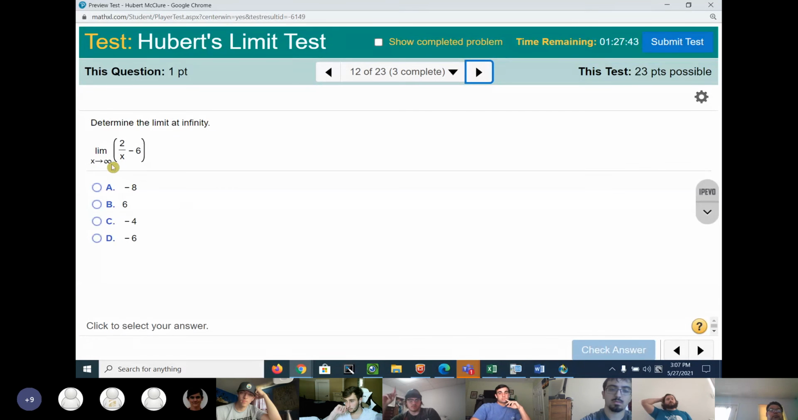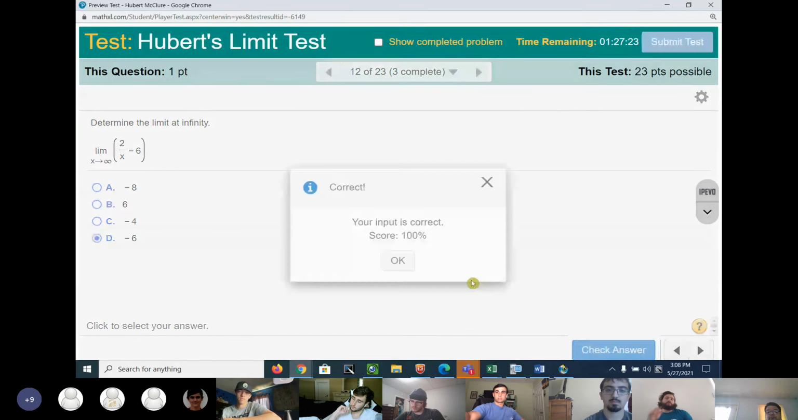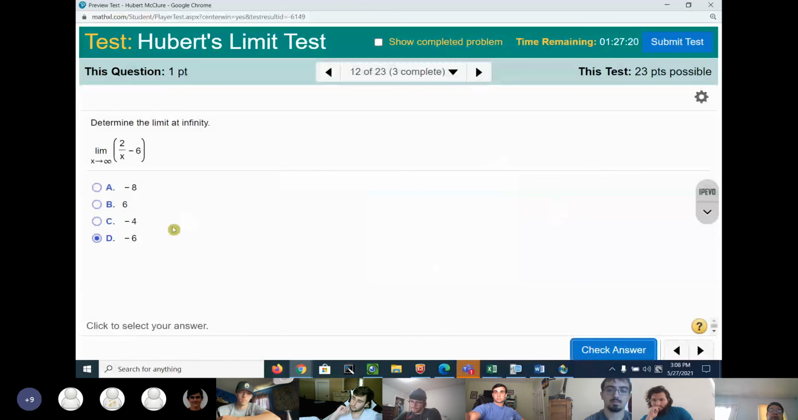What are you going to do here? Plug and what? Chug, because you can't do anything with 2 algebraically. You can't do anything with x algebraically. 2 over infinity is 0. What's 0 minus 6? Negative 6.